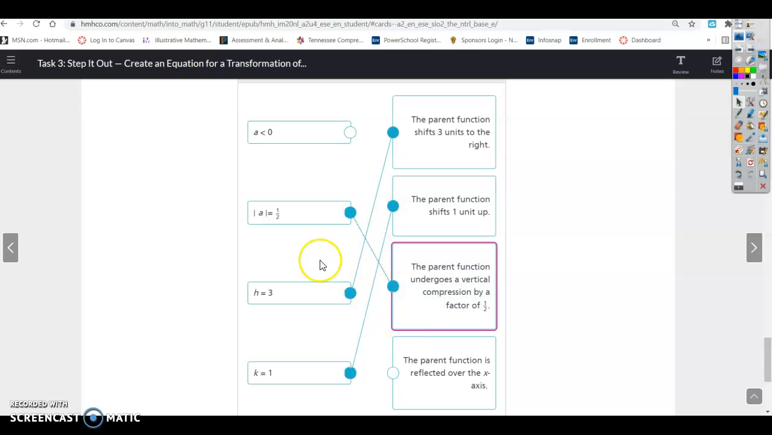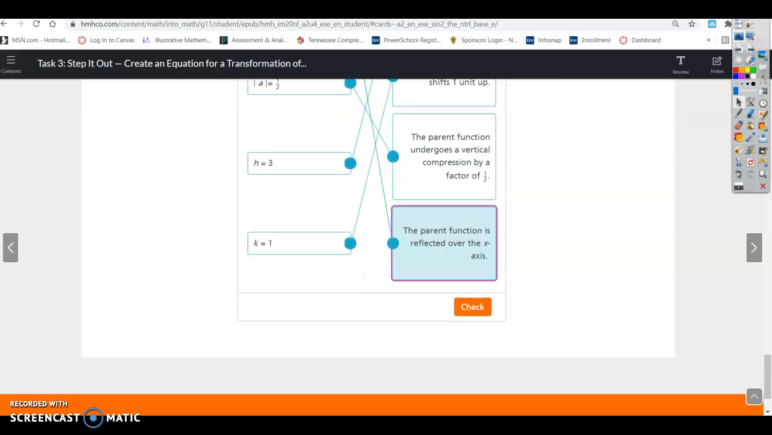That would be your a value. And the reason it's in absolute value is because if this is a fraction, regardless of whether it's positive or negative, it creates that compression. And then the parent function is a reflection. That's because it's less than 0. So that's where the negative comes into play.